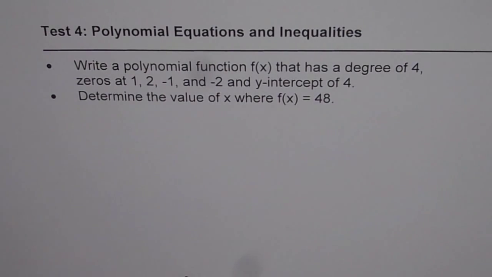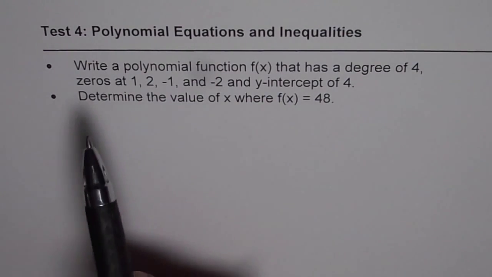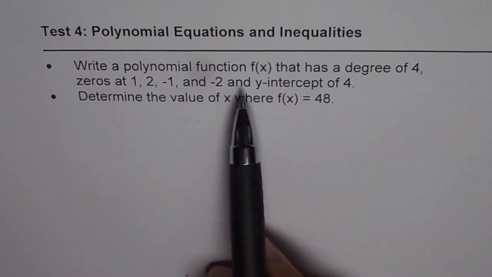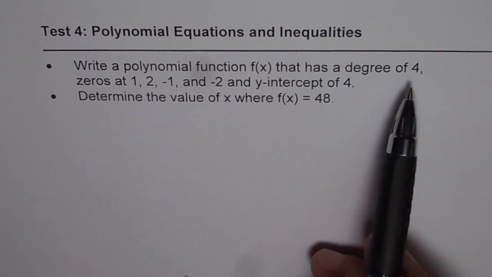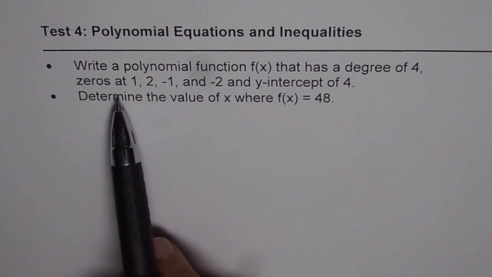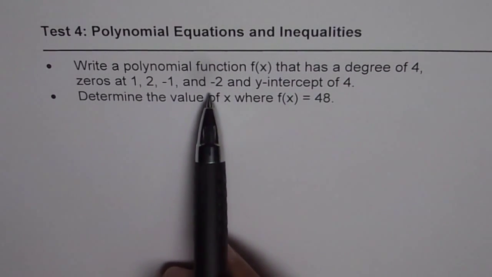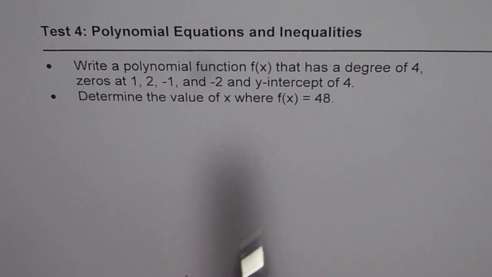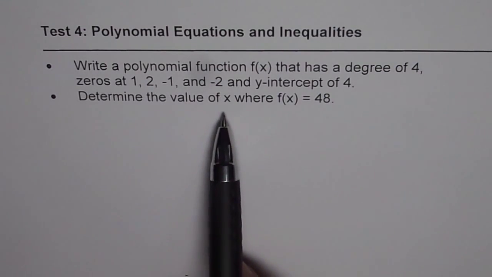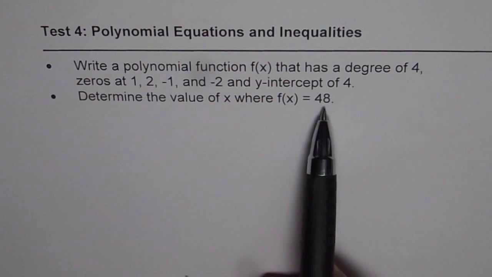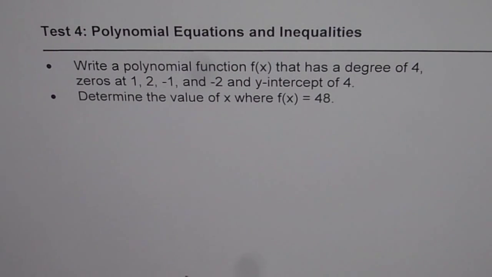Here we will discuss a few important questions and work on strategies which will help you to get good marks. The question here is: write a polynomial function f of x that has a degree of 4, zeros at 1, 2, minus 1 and minus 2, and a y-intercept of 4. Determine the value of x where f of x equals 48. This is a question from your book, and the reason for picking it up is to help you save time when you solve this question in the test.